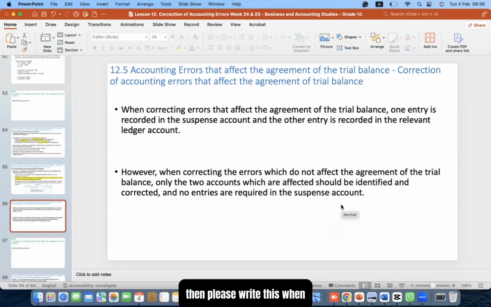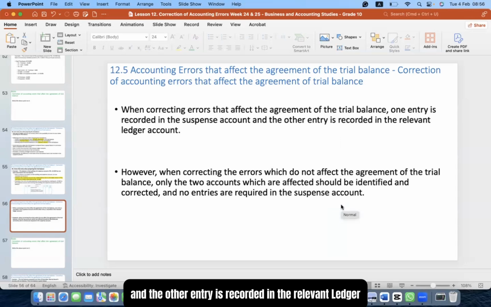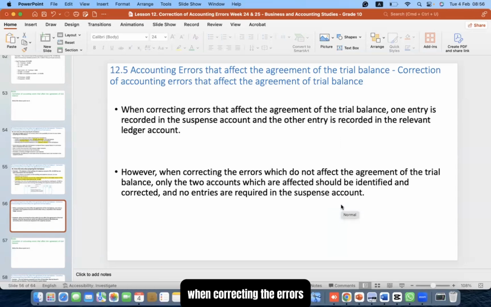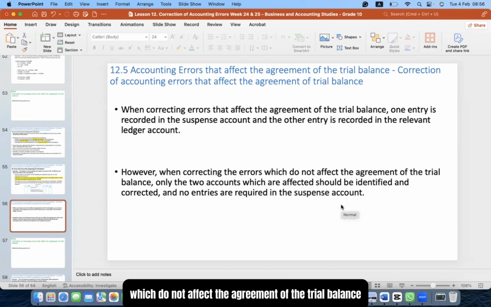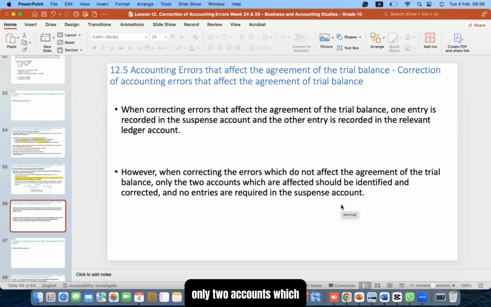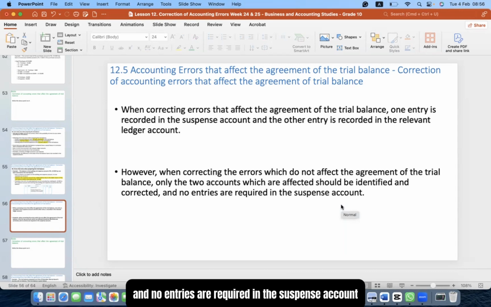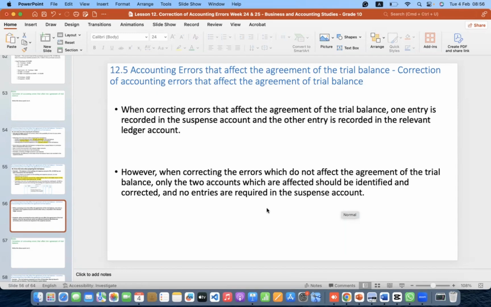Then please write this. When correcting errors that affect the agreement of the trial balance, one entry is recorded in the suspense account and the other entry is recorded in the relevant ledger account. However, when correcting the errors which do not affect the agreement of the trial balance, only the two accounts which are affected should be identified and corrected, and no entries are required in the suspense account. Okay, please write this.